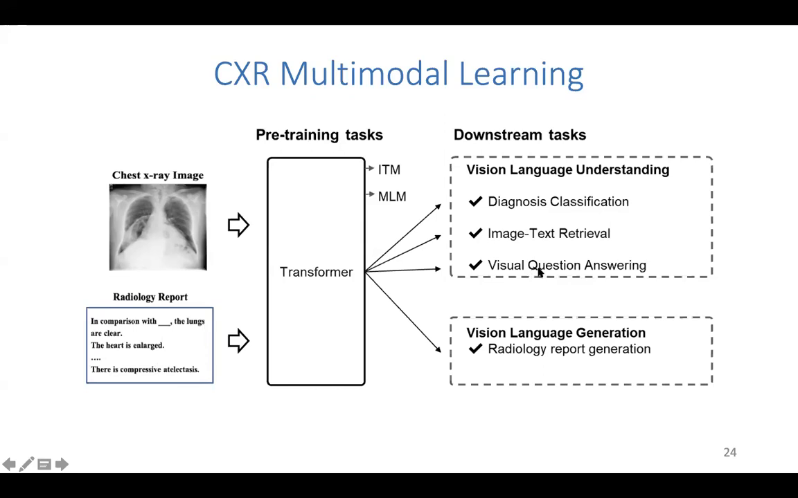And visual question answering, obviously you can do this for medical. So there is a medical visual question answering data set, so you can obviously apply this pre-trained model to this downstream task. And you can also do vision language generation, specifically image captioning. So given an image, you can try to generate the report automatically. So a lot of downstream tasks.